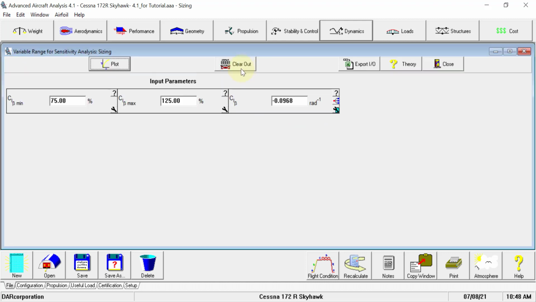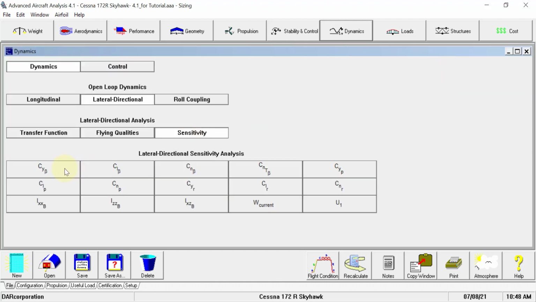You can also look at the other parameters here. So you can also look at CY beta, CN beta, or any of the other parameters to see what the sensitivity is on the damping ratio.